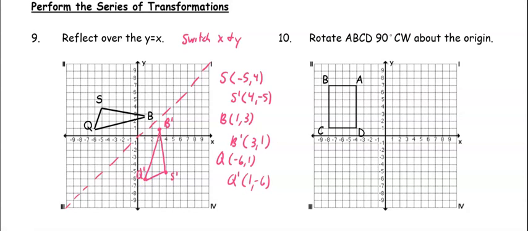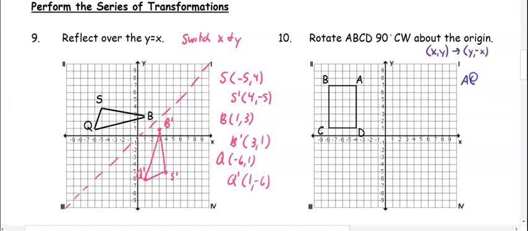In number 10, we want to rotate 90 degrees clockwise about the origin. So remember, every 90 is a new quadrant, so we will end up in quadrant 1. Our rule then is that we change (x, y) to (y, negative x). So what's going to happen is that means we're taking the opposite sign of the x coordinate.